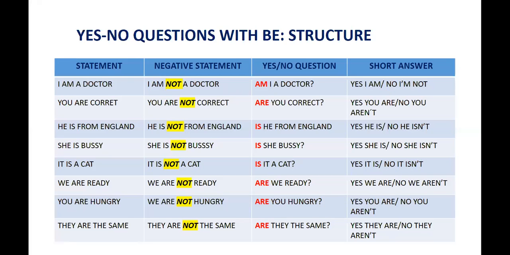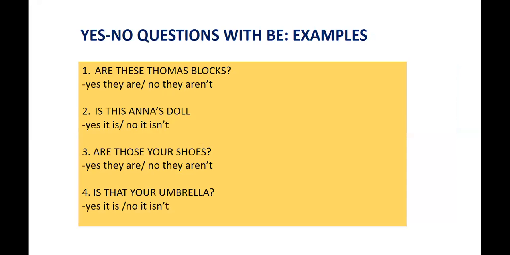Are they the same? Yes, they are. No, they aren't. Okay, now, I have here yes-no questions with examples, right? Are these Thomas blocks? Yes, they are. No, they aren't. Is this Anna's doll? Yes, it is. No, it isn't. Remember that you can say it is not and it's correct.